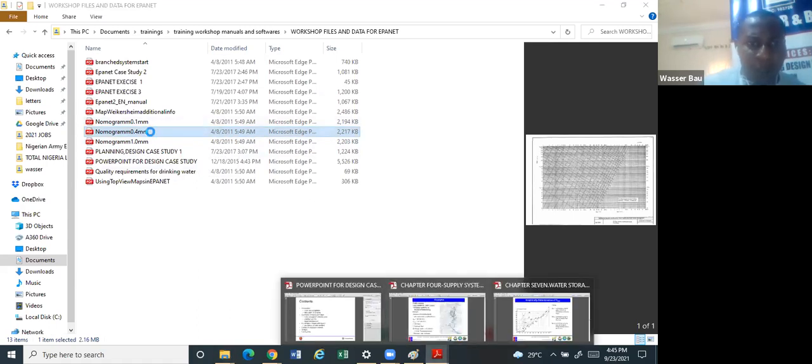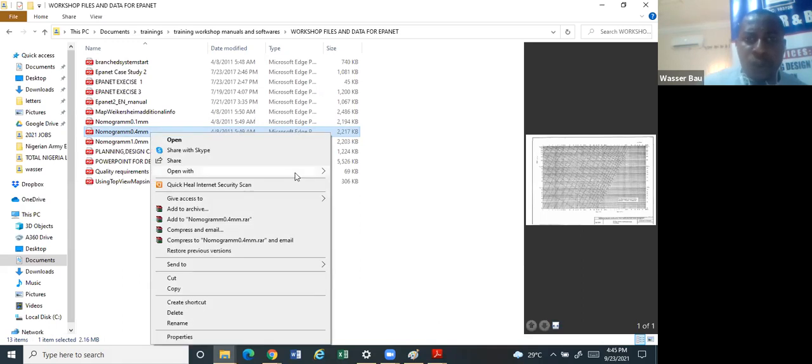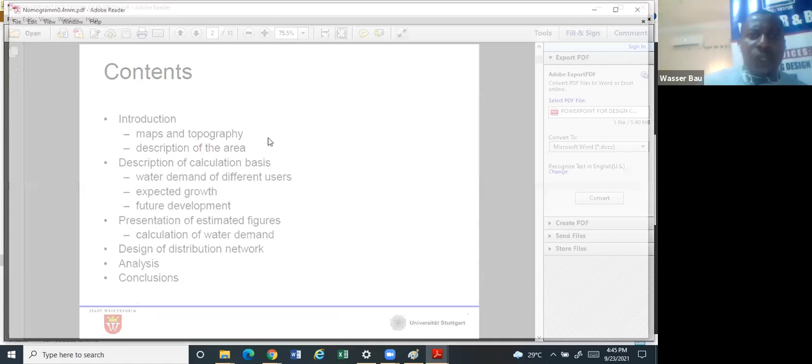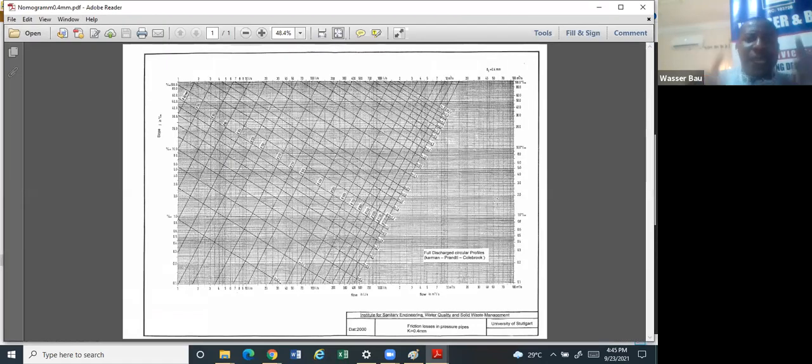Let me just open one of them. By tomorrow, we'll use them, or at least we'll learn how to use them. So this is what the chart looks like. In every pipe sizing, you need a chart. Some of you that attended the training last week on sewer and stormwater will agree with me that we also make use of this chart and one other chart again. So for everything in pipe sizing, you either use a table or use a chart.